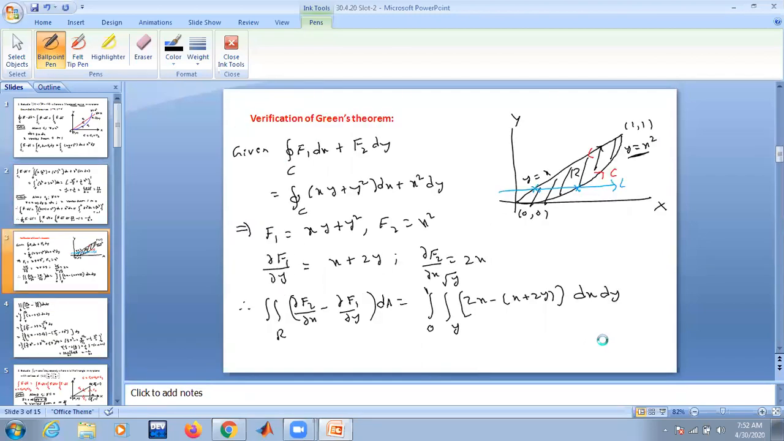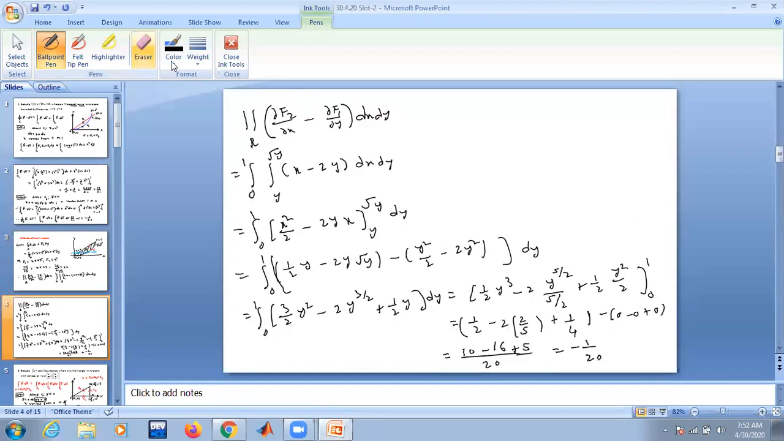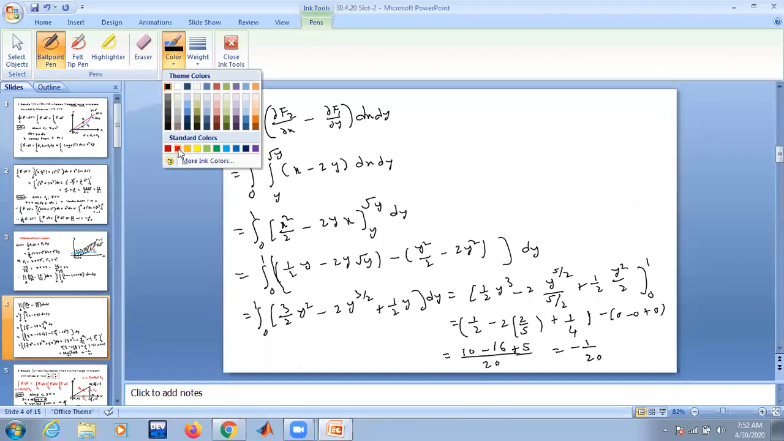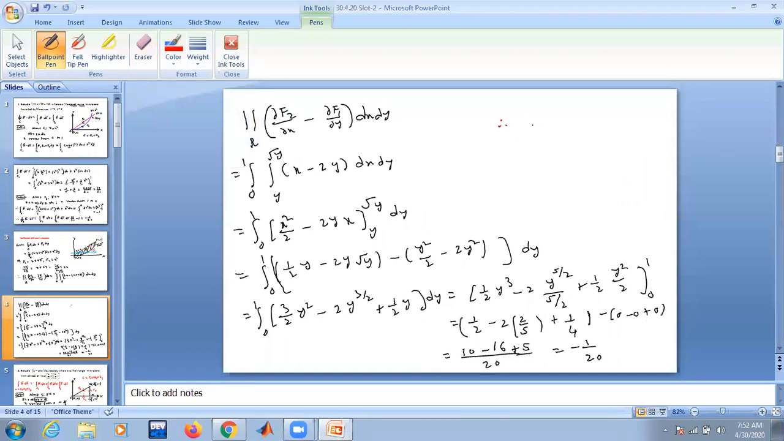So from this, what is your conclusion? Therefore, Green's theorem is verified.